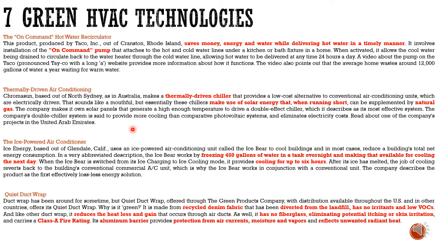Okay, and the third one is the ice powered air conditioner, and this company comes with an innovation that can freeze up to 450 gallons of water in a tank overnight, so that it can be used for cooling the next day. And the cooling can last up to 6 hours. And if the ice has melted, then the system will revert back to the building's conventional commercial air conditioning unit, which means the system is also a hybrid system, ice and also a conventional commercial air conditioning unit.